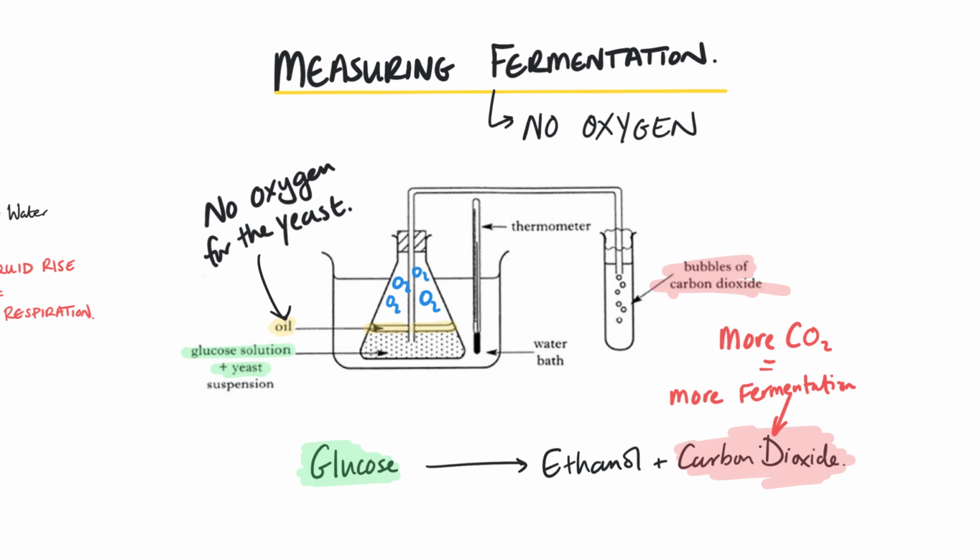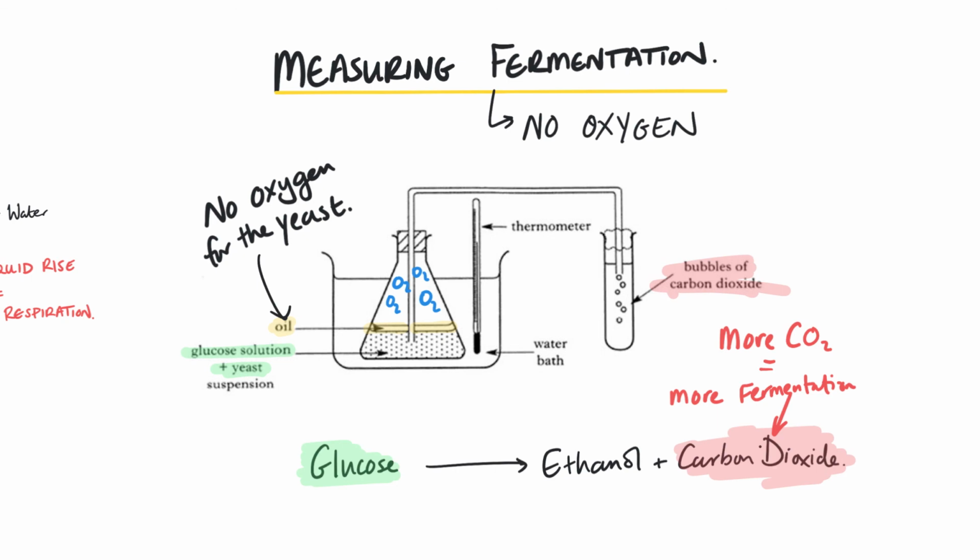So with this version, if we're looking at fermentation, you want to make sure no oxygen can get into your experiment. So we put a layer of oil over the top, and we're measuring the output of carbon dioxide, which gives us an idea of how fast that respiration is happening. If we've got lots of bubbles, lots of respiration is happening. If we've got no bubbles at all, that would suggest that there is no respiration happening.